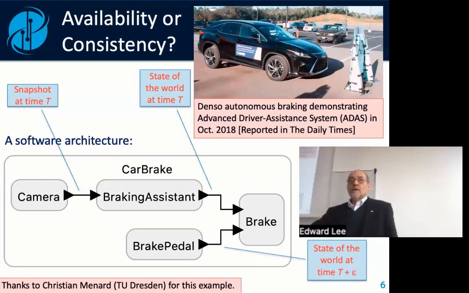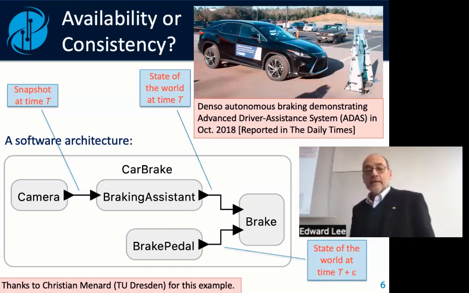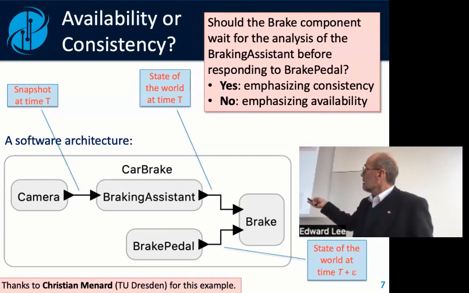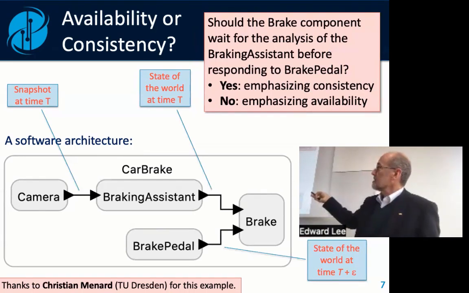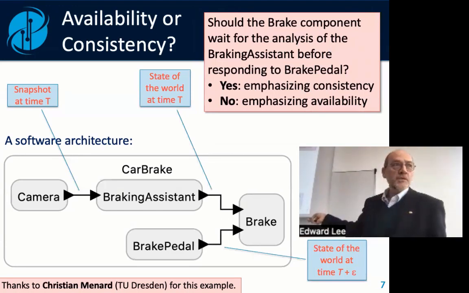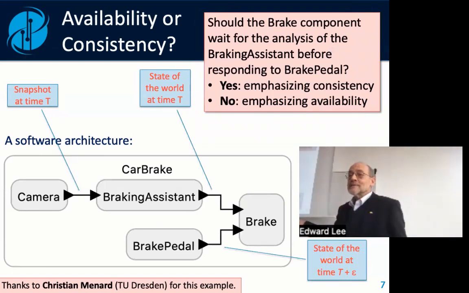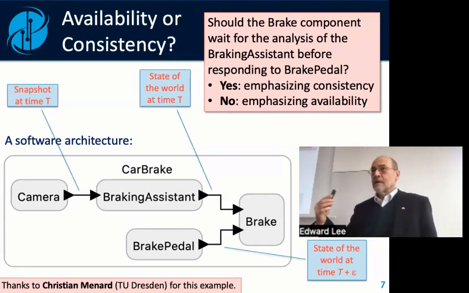Okay? So should the brake system here wait until it's got the information about the state of the world at time t before it proceeds to process information about the state of the world at time t plus epsilon? If it waits, that's a requirement on consistency. If it doesn't wait, that's a requirement on availability.